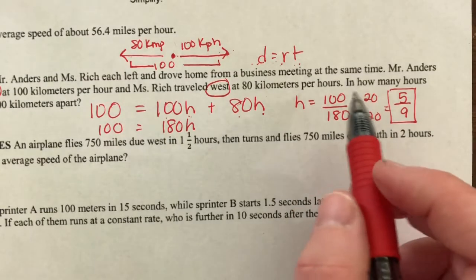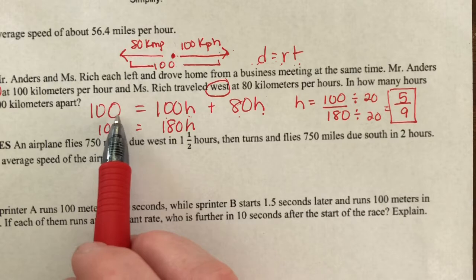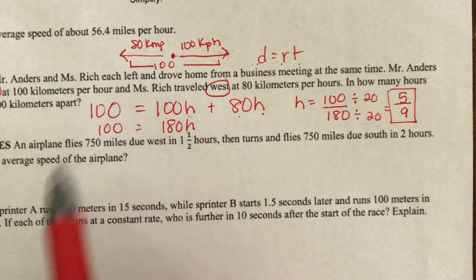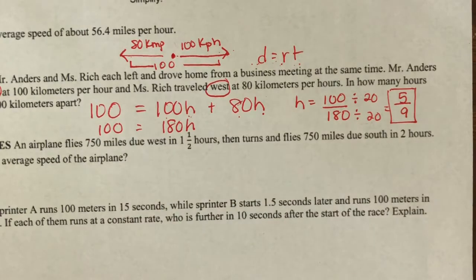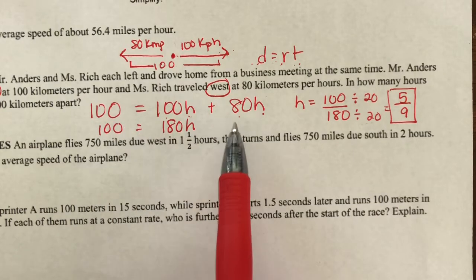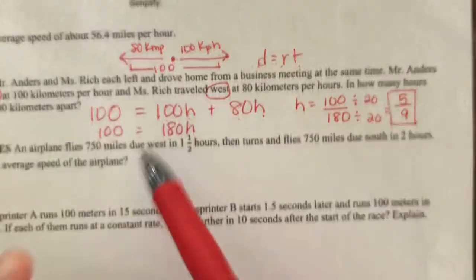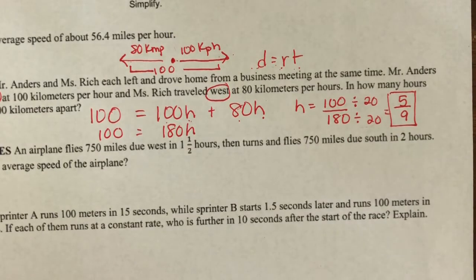Right? How many hours until they're 100 kilometers apart? Well, if he's driving 100 kilometers by himself, that takes 1 hour, and she's going the opposite direction at 80, so it's going to take less than an hour, right? It would be an hour just for him to go one direction by himself. She's already going the other direction. How long until they're 100 apart? Definitely less than an hour. So 5/9 of an hour.